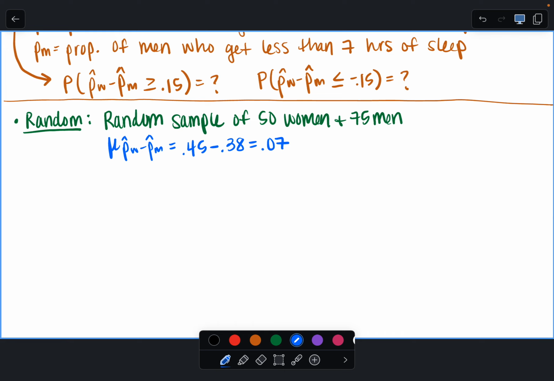So that is going to be the mean I use for calculating my z-score. And then, next condition, we typically check it's normal. And so this is going to require three things, or four things. Success, fail for women, success, fail for men. The women ones should seem familiar because they are the exact same numbers we used in 5.1.